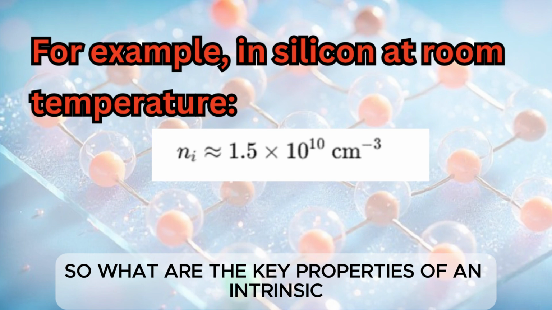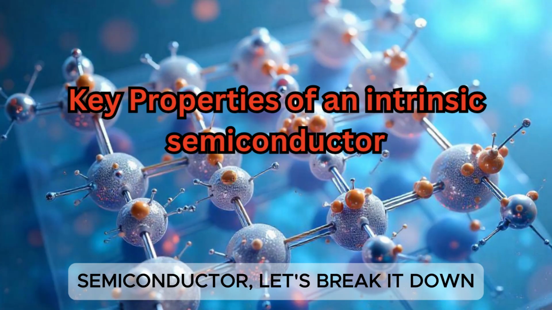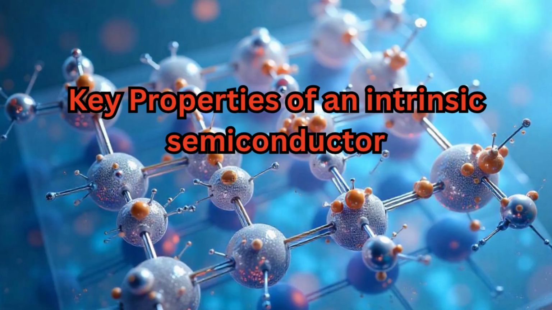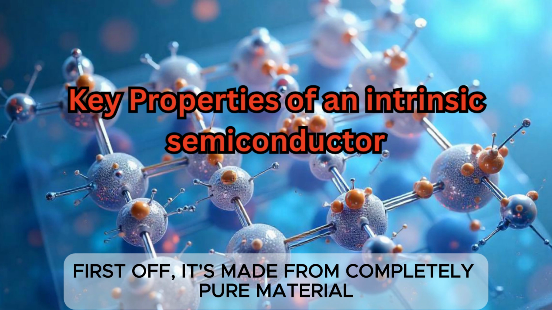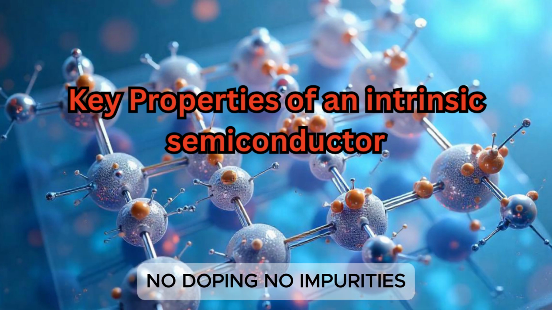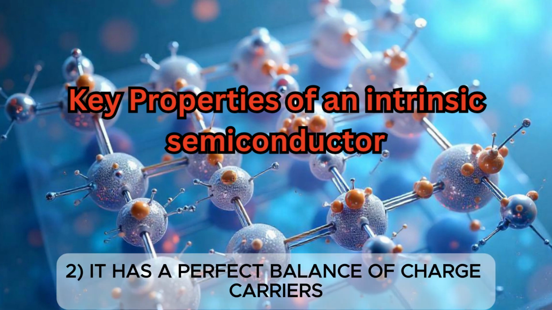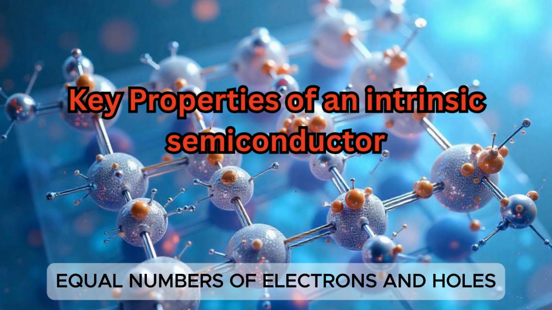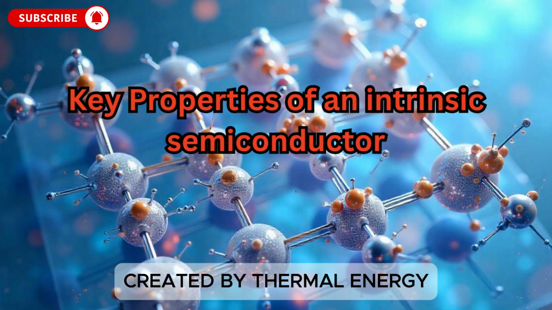So, what are the key properties of an intrinsic semiconductor? Let's break it down. First off, it's made from completely pure material, no doping, no impurities. 2. It has a perfect balance of charge carriers, equal numbers of electrons and holes created by thermal energy.